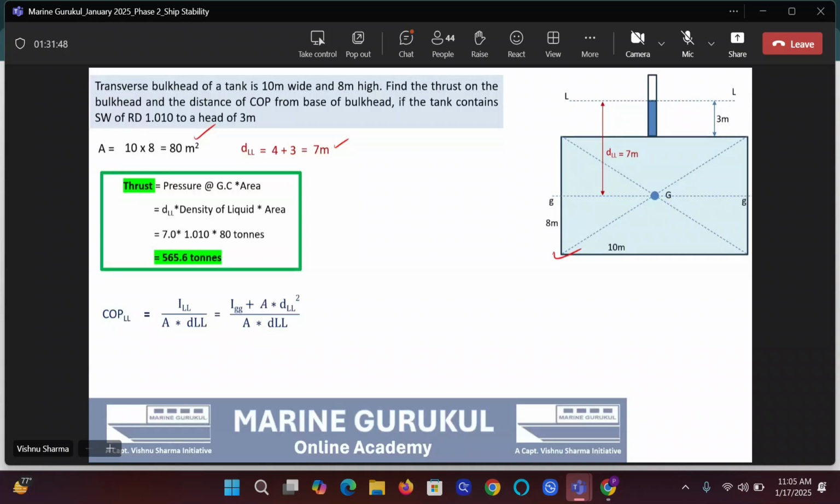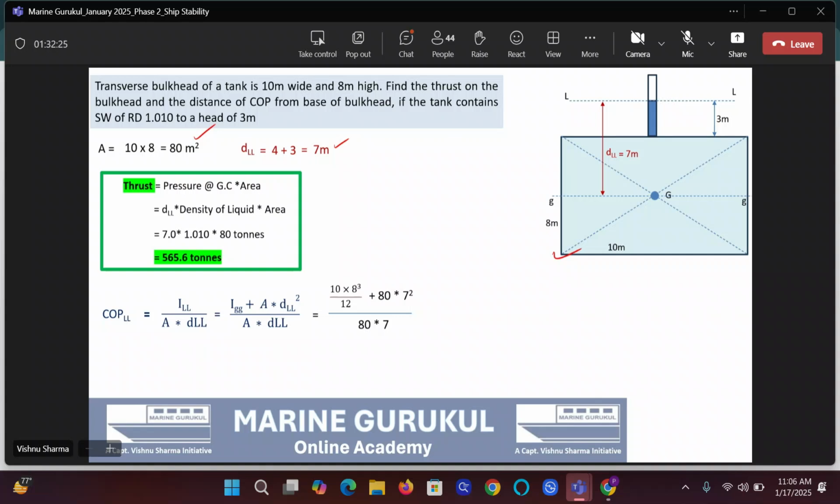Now, what is I gg? Tell me what to multiply with what, not the calculated value. Look at the diagram; all values are already posted. It is 10 into 8 cube by 12. Correct, guys? Yes or no? Plus area is 80 square meters and D LL is 7, so divided by area 80 and D LL 7.